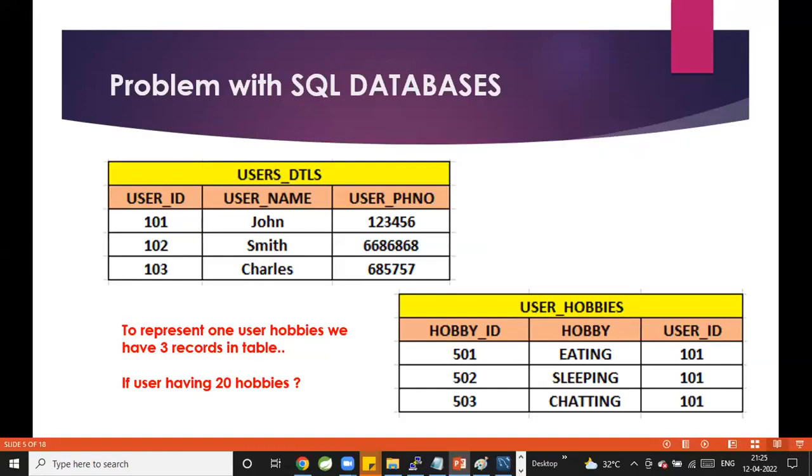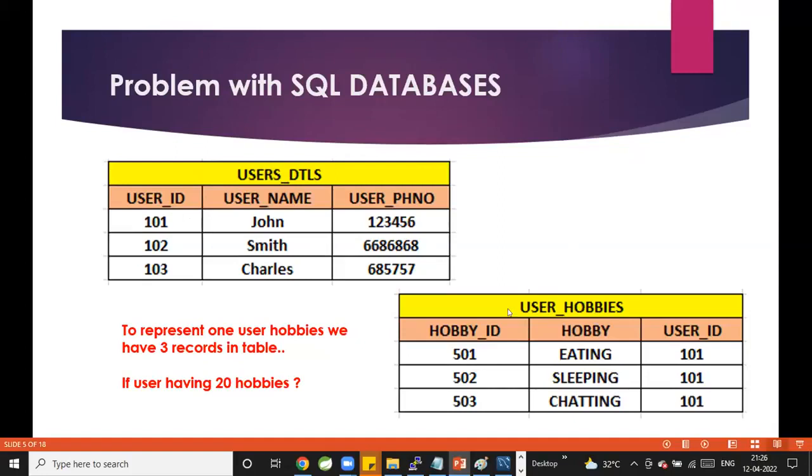Are you guys getting my point? Users data I am storing in one table. Hobbies data I am storing in another table. Now, user ID 101, 102, 103. Hobby 501, 502, 503. All these hobbies belong to which user? 101. How many hobbies is it having? 3. Eating, sleeping, chatting. Good habits or not?